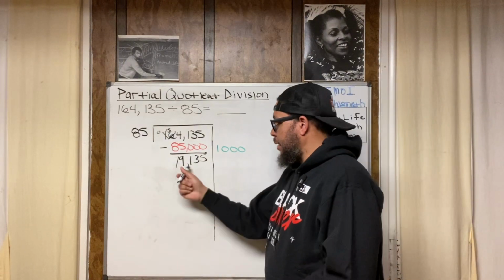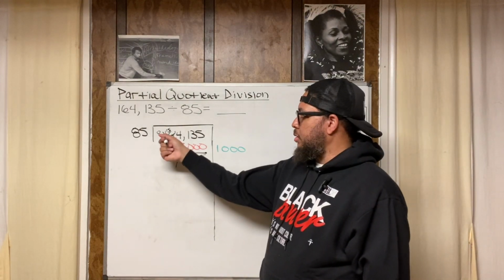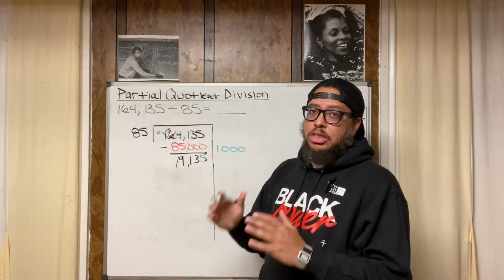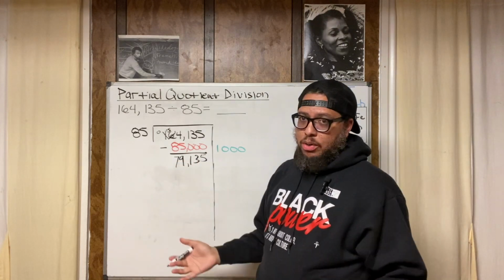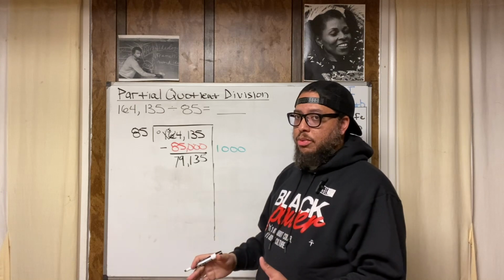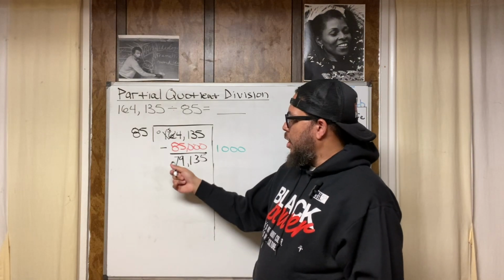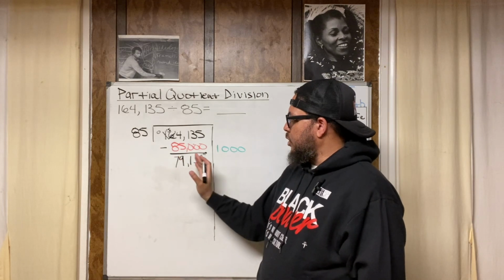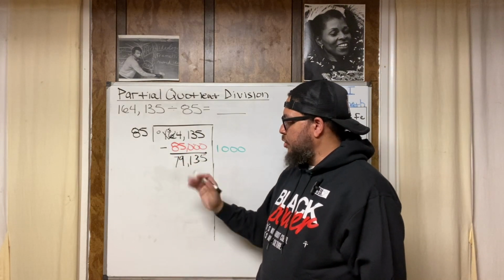Now our goal is to get down to 0. We started with this original dividend, and we're trying to get to 0, or as close to 0 as possible, because we might end up with a remainder. But as long as we're as close to 0 as possible, that's cool. So now we're going to figure out 85 times what will get us close to 79,135.